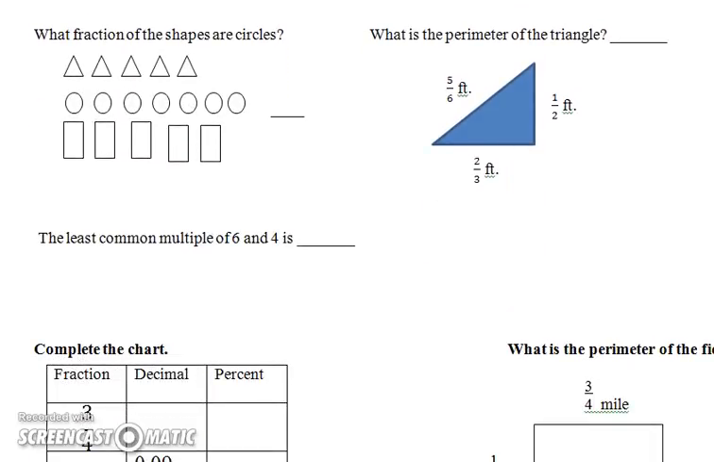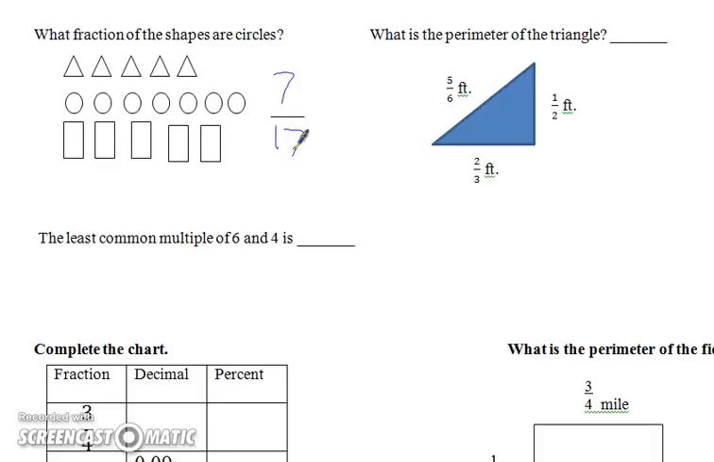What fraction of his shapes are circles? So I just need to count the circles. 1, 2, 3, 4, 5, 6, 7. And then count how many in all. So we got 1, 2, 3, 4, 5, 6, 7, 8, 9, 10, 11, 12, 13, 14, 15, 16, 17. 7 out of 17.